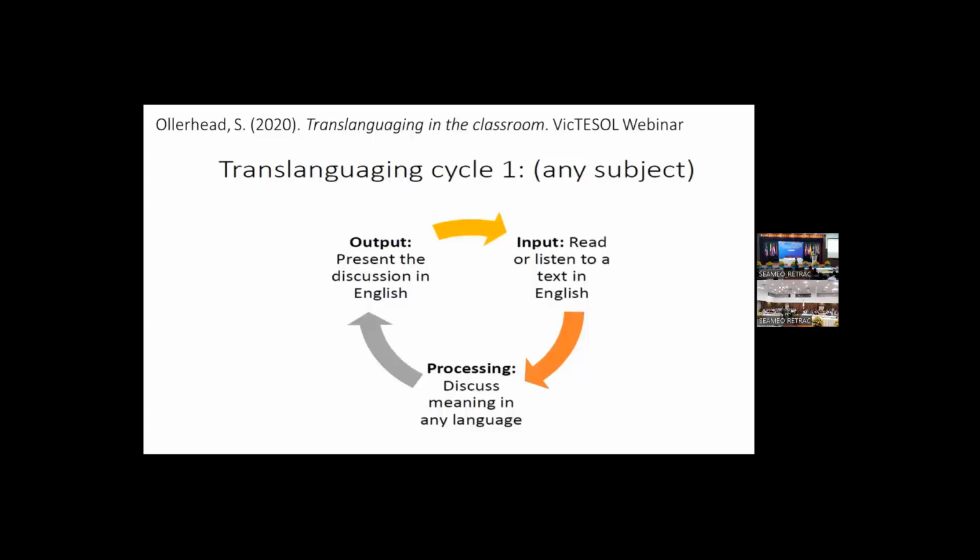How do you know that processing, discussing meaning in any language is actually going to produce a better ultimate product, output, present discussion in English, than just doing it in English? How do you know? Where is the research that tells us that it would be better to translanguage in the processing part rather than just English? Now, I'm not trying to say that I believe it would be better than best English. I am throwing you a question. Where is the evidence?